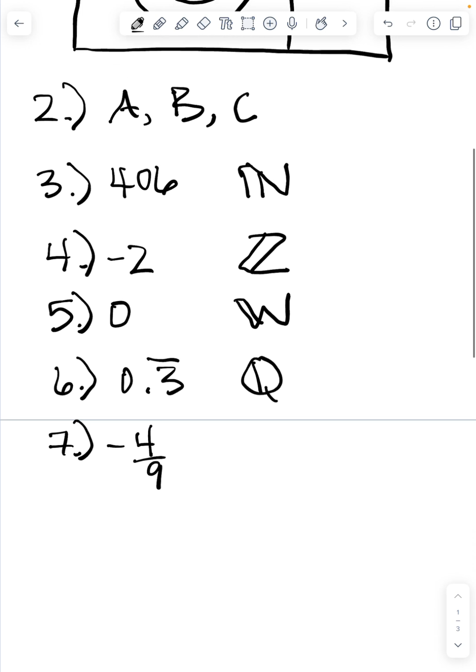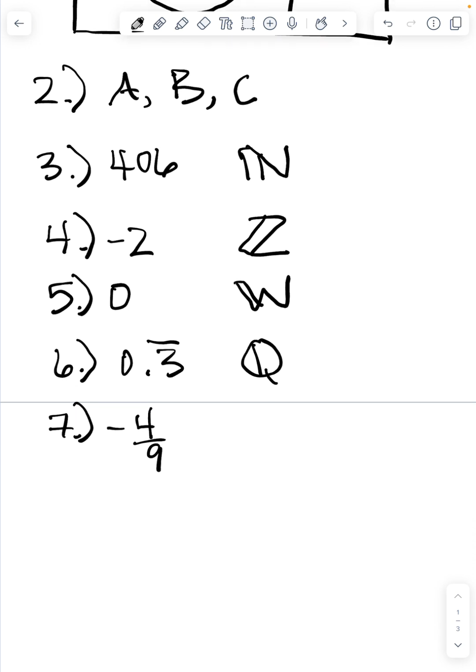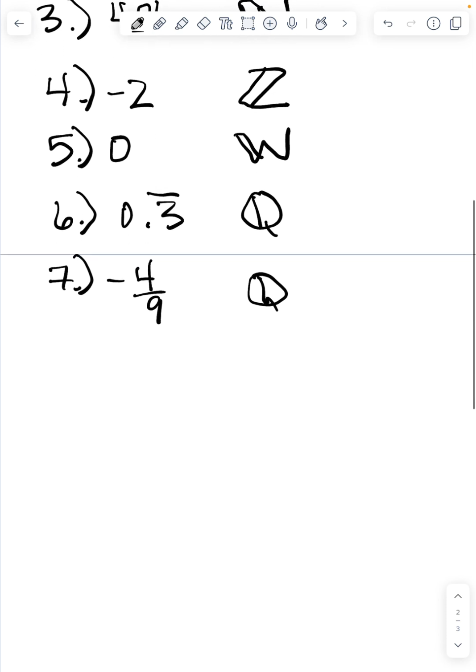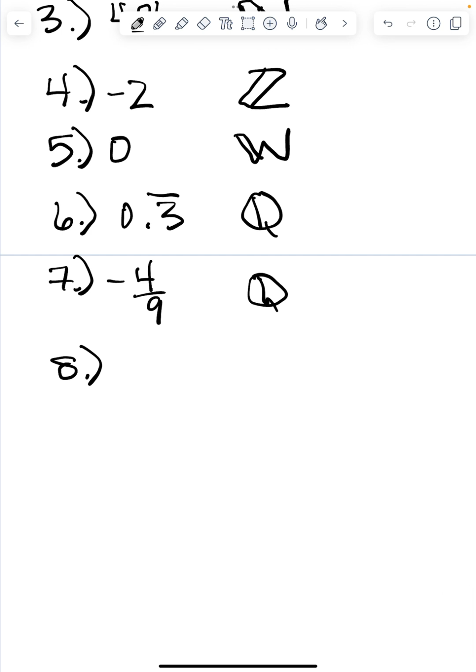Number 7, -4/9. Don't let this one trip you up. It's not an integer just because it's negative, because it can't be a fraction and be an integer. So this one is a rational number. Number 8, the square root of 6. If this is not a perfect square, which it's not, then it's not a rational number. It's an irrational number.